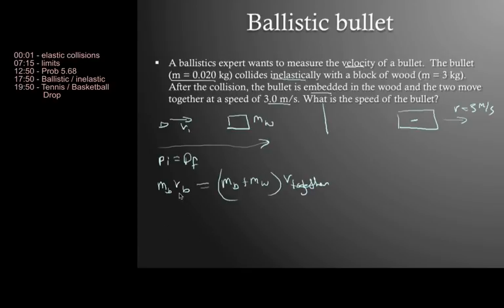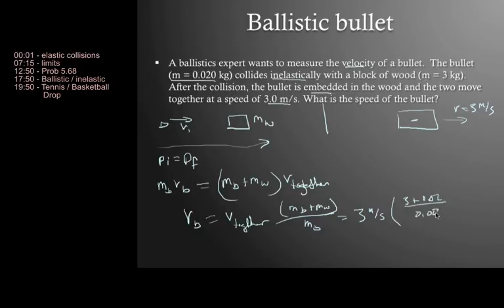So we should solve for this v_B, because that's what we want to find: the speed of the bullet before it collides. So here we're going to have v of them together, and then it's this ratio of their masses, (m_B + m_W) divided by m_B. And so we plug some numbers in. We get this 3 meters per second, and then 3 for the block of wood plus 0.02 for the bullet, divided by 0.02. And when we plug this in, we get about 450 meters per second.